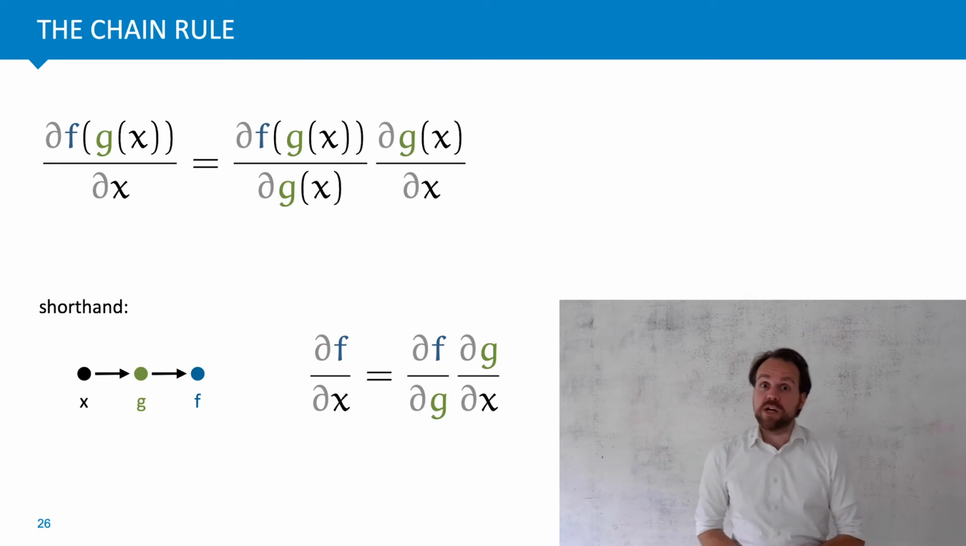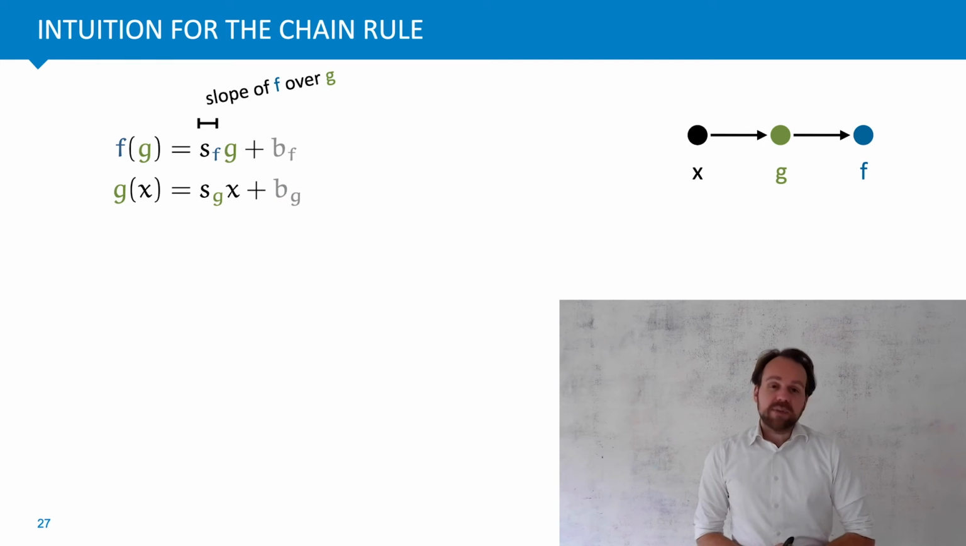Now, why does the chain rule work like this? Let's build some intuition. We won't quite give you a complete proof, but we'll try and give you some intuition. And to do that, basically, we can imagine that f and g are linear functions.